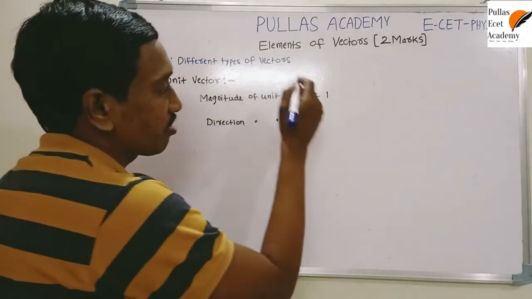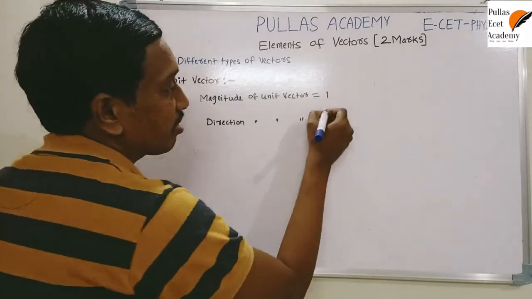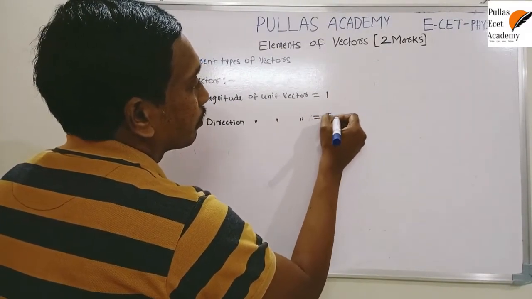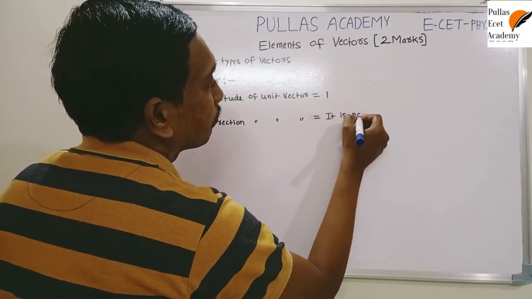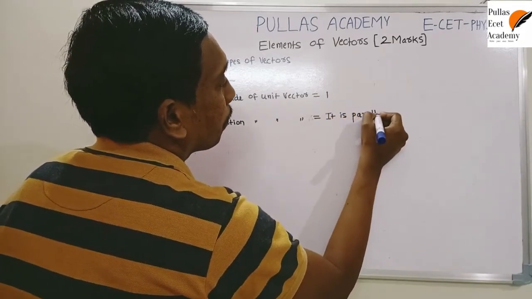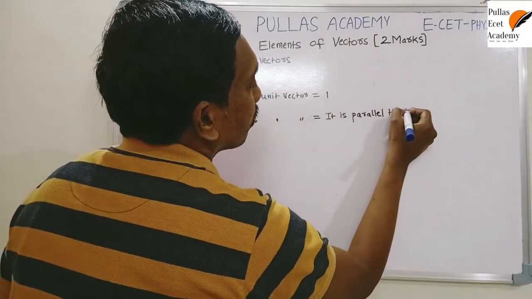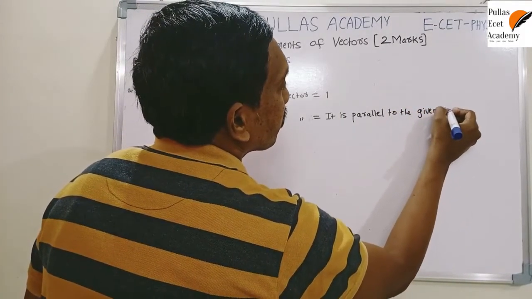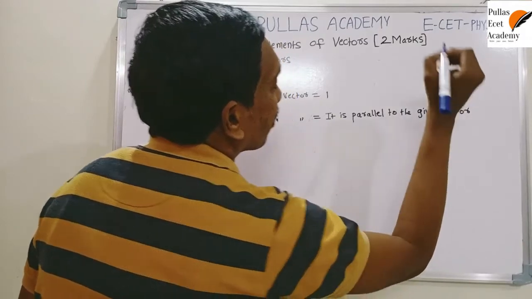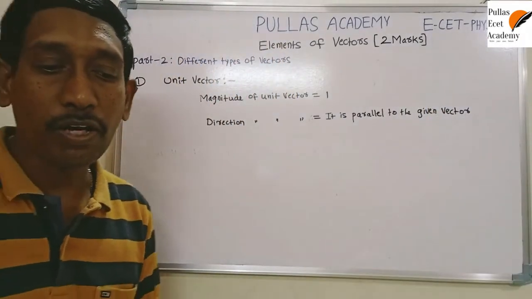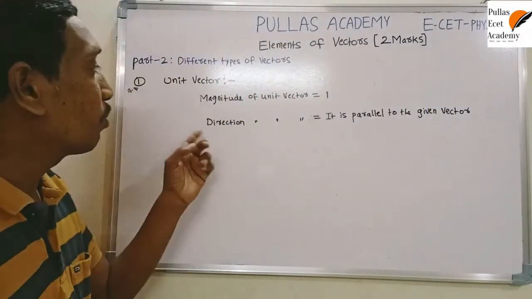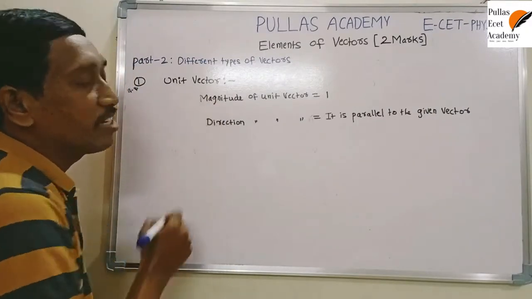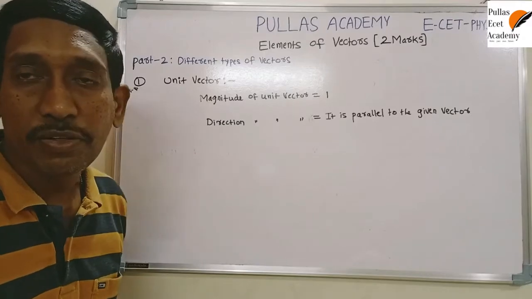Now, that is what direction stands for. It is parallel to the given vector. So this is about the direction of the given vector. In this way we have to understand what a unit vector is. Next, how do we represent a unit vector in general?